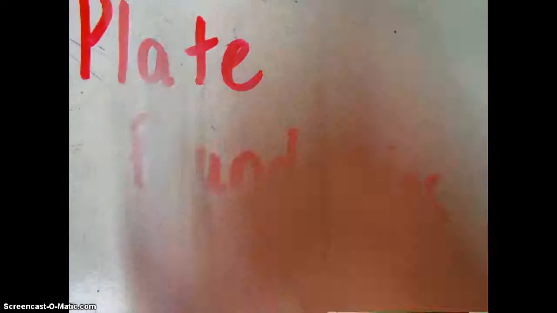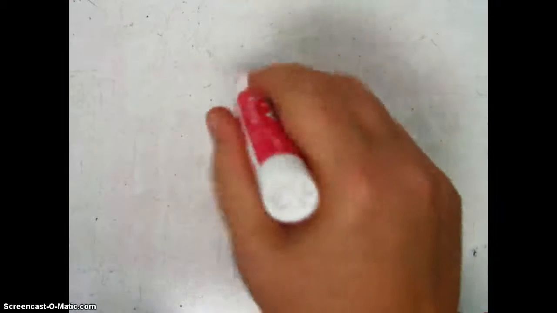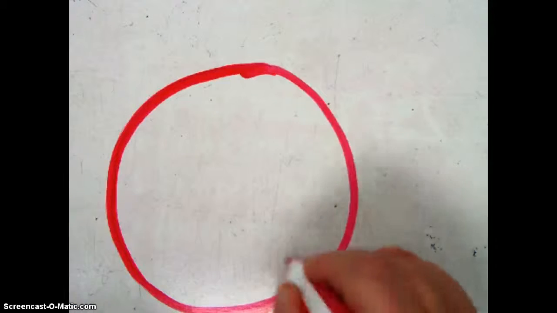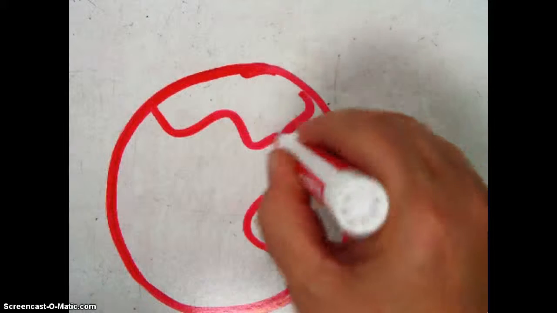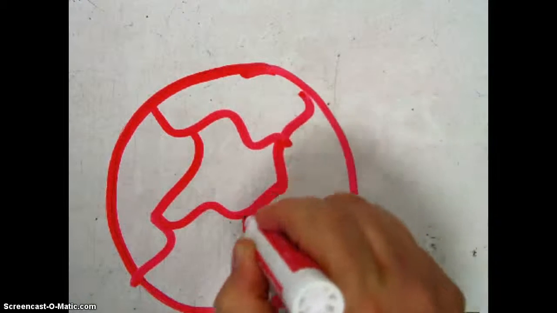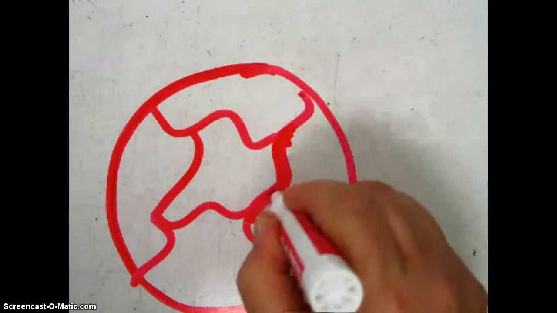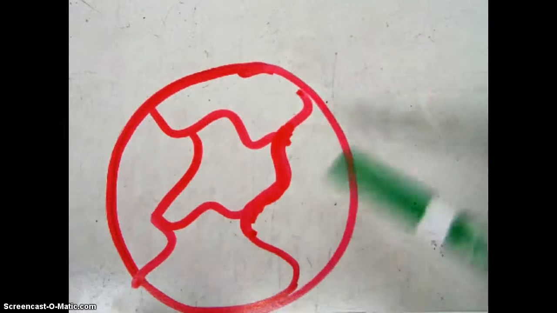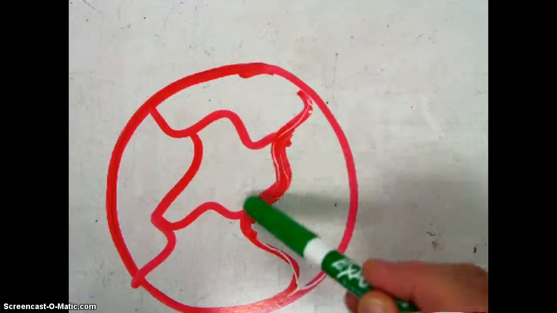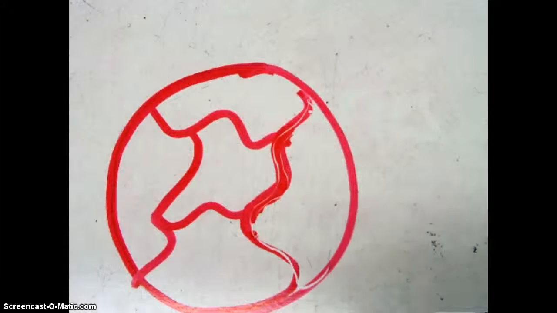So tectonic plates are just pieces of rock that form on the surface of the Earth. So the Earth is not just one complete ball. It's actually made up of sections of very thick layers of rock. And where those sections come together is called a plate boundary. So this whole section here would be a tectonic plate, and where this plate meets another plate, we call it a plate boundary.